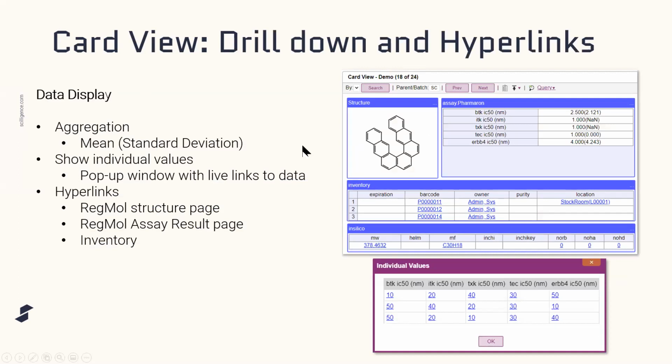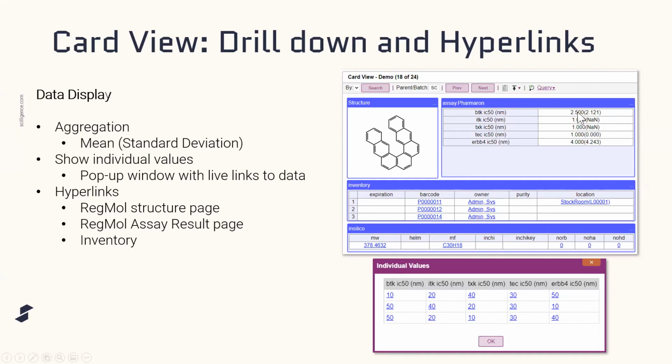We also have the drill down capability. So for example, in this screenshot, it may be difficult to see for some viewers, but there are 3 small dots in the upper right-hand corner. If you were to click on these 3 small dots, a pop-up window would appear that shows you the individual values for each assay result that you have for the different, I believe these are kinases in this example. So you can really drill down on the individual value.